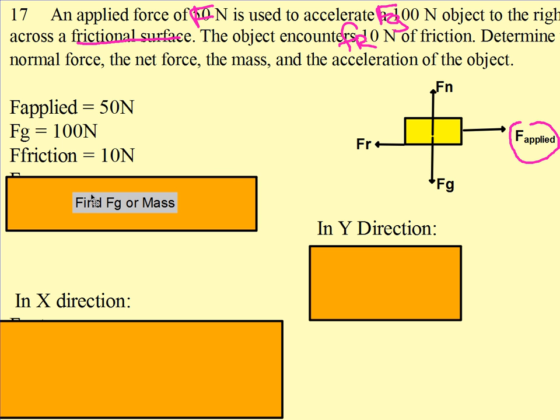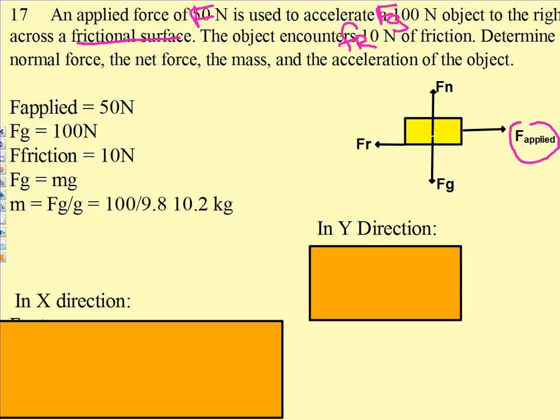Now remember, the first thing you want to do is, if I give you mass, find weight. If I give you weight, find mass. So, let's find the mass here. Fg equals mg. So the mass is Fg divided by g. So Fg is 100 divided by 9.8, which equals 10.2 kilograms.